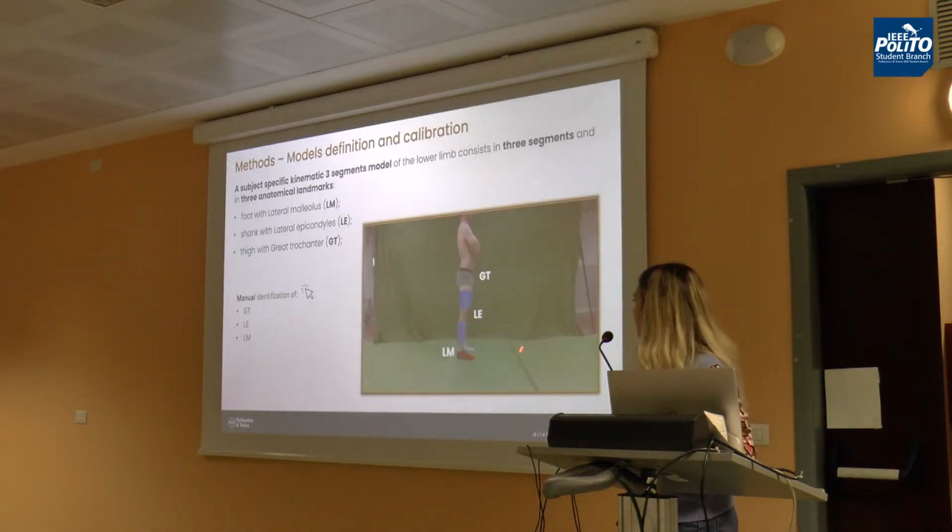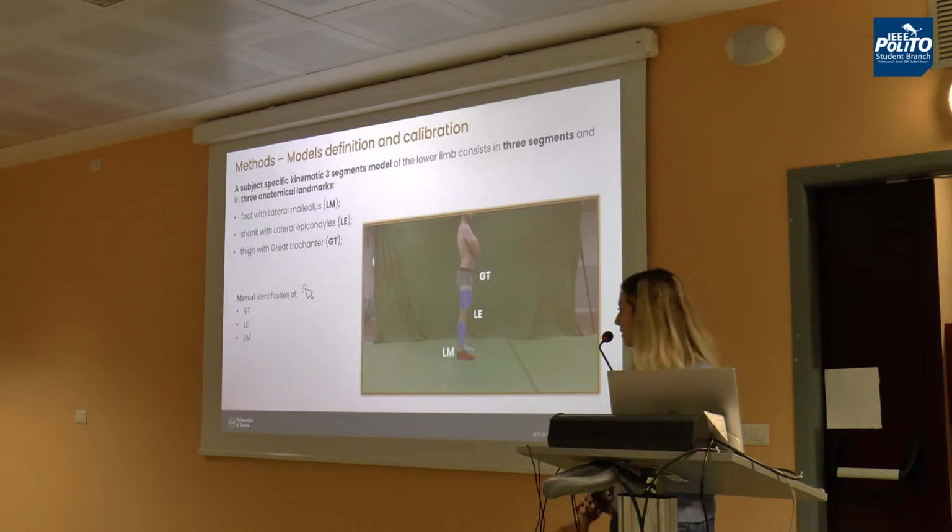My model is composed of 3 segments, the foot, shank and thigh, and 3 anatomical landmarks: lateral malleolus, lateral epicondyle, and retrocanter. The point of this step is that, to create and calibrate this model, the clinician is asked to manually identify on a static image the points of interest, so these 3 anatomical landmarks.